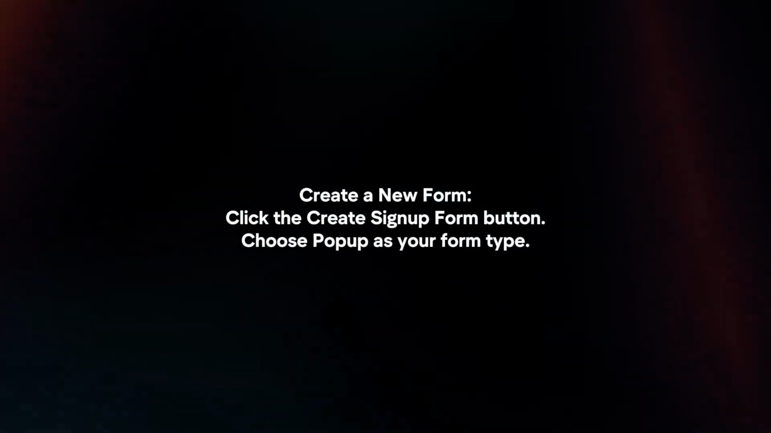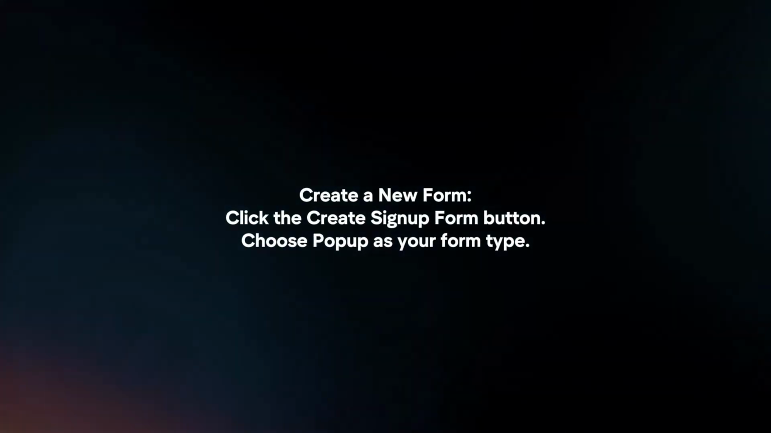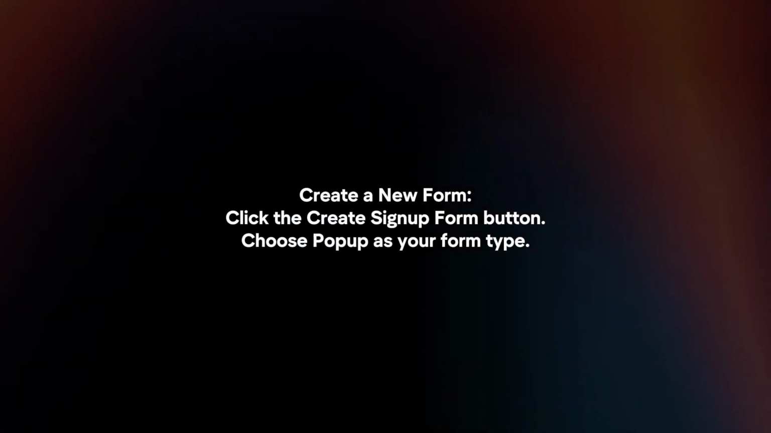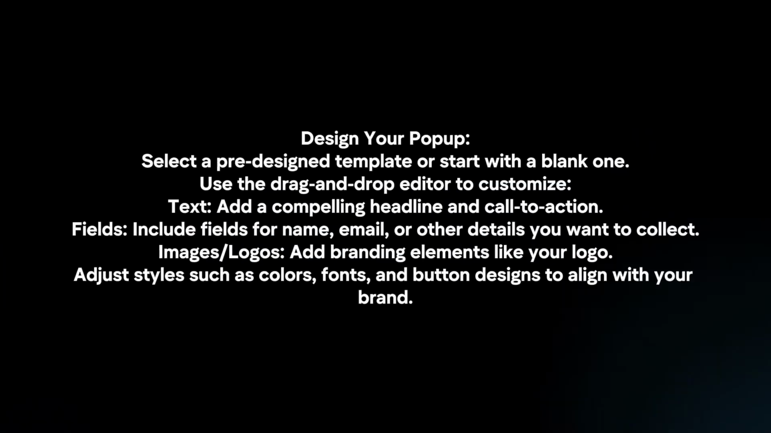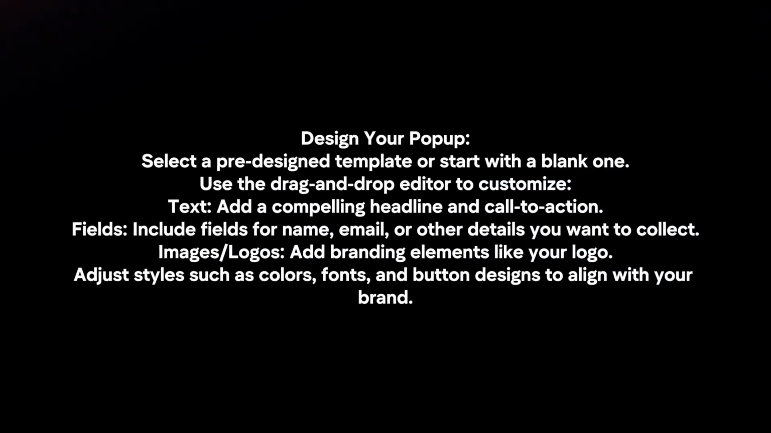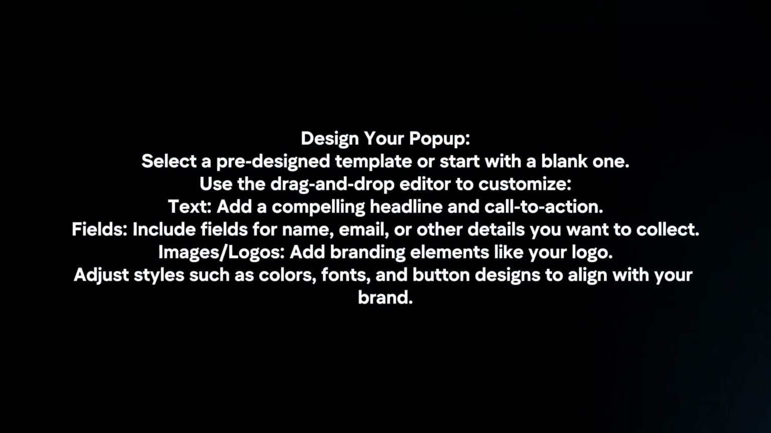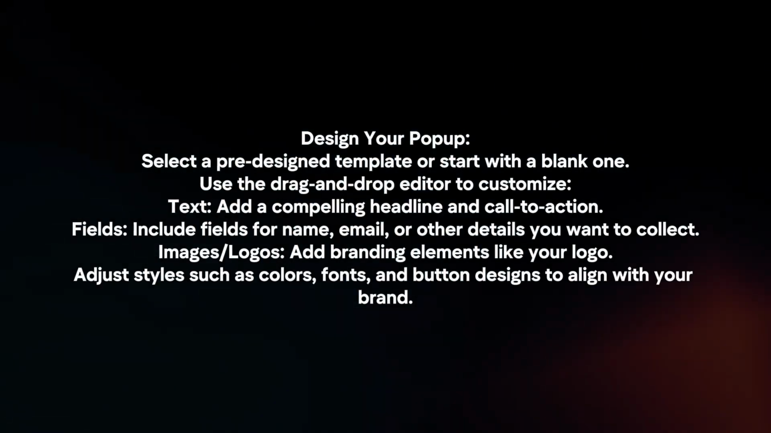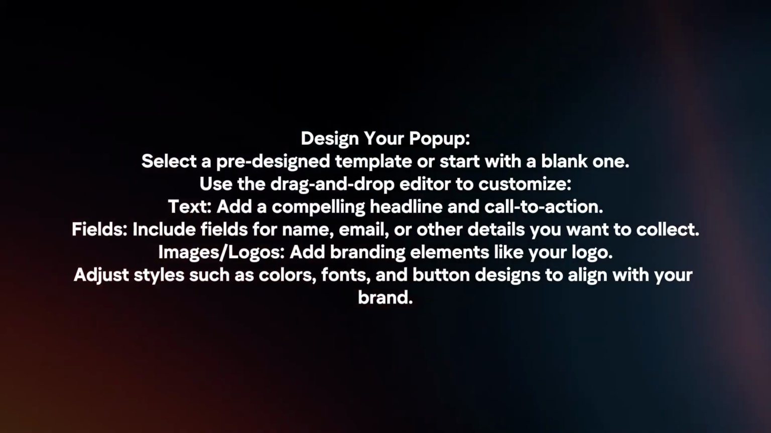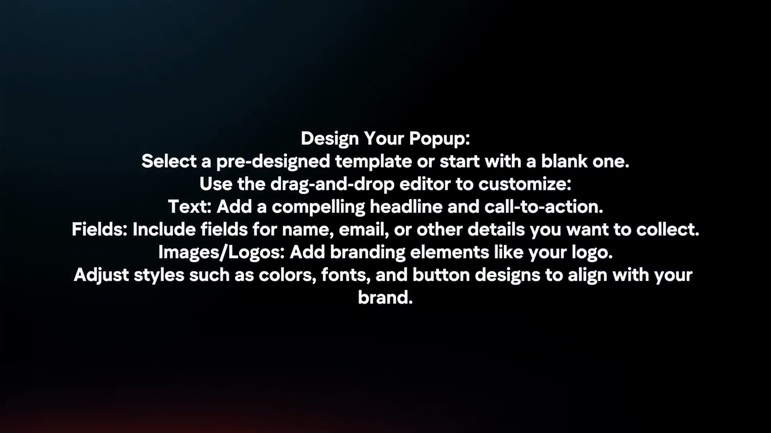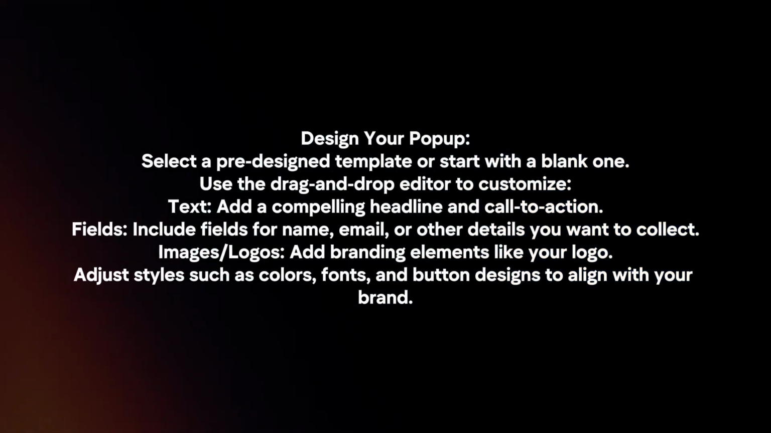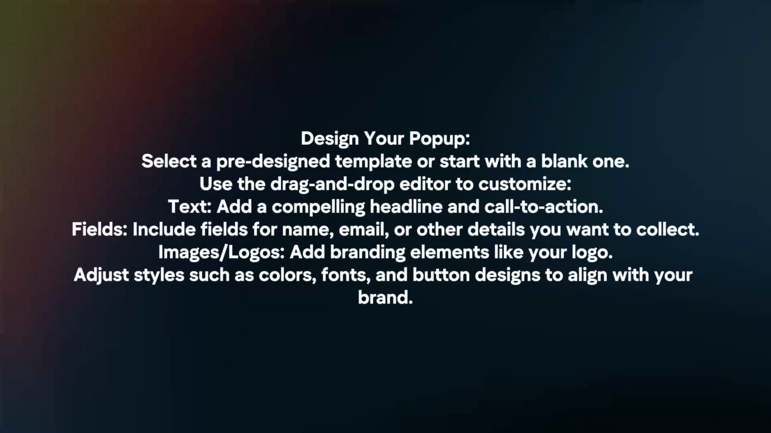Create a new form. Click on the Create Sign-up Form button. Choose Pop-up as your form type. Design your pop-up. Select a pre-designed template or start with a blank one. Use the drag and drop editor to customize text, fields, images or logos. Adjust styles such as colors, fonts, and button designs to align with your brand.